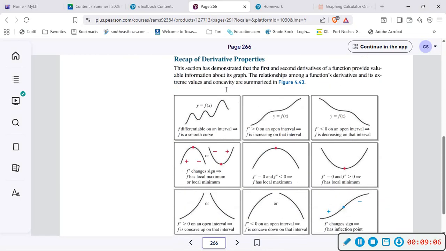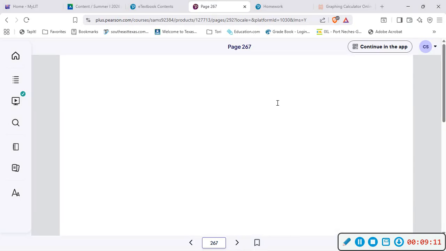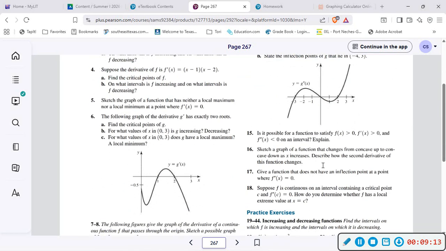Here are some of the properties, just a recap of things to look at. And I think with that, we're going to jump into some of the practice problems.